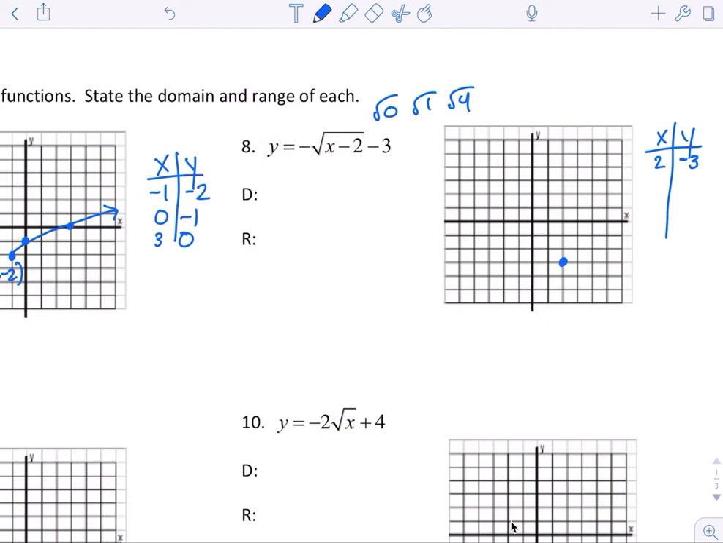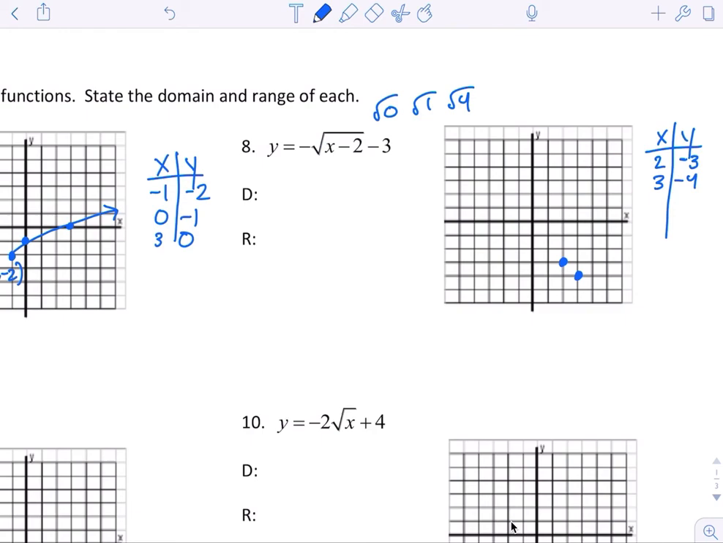Now, how do we get 1? Well, if we substitute 3 into x, we would get 1 on the inside of the square root. So plug 3 into there. 3 minus 2 would be 1. Square root of 1, 1. Negative 1 times 1, negative 1. Negative 1 minus 3, negative 4. 3 comma negative 4.